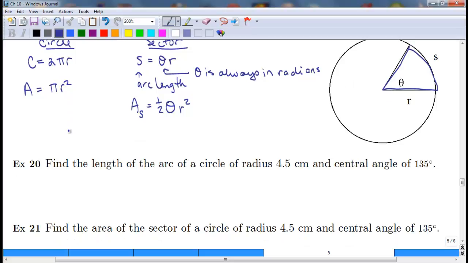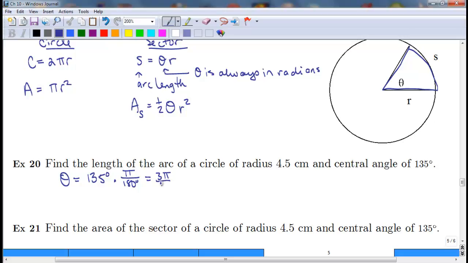So if we look at this first example, we want to find the length of the arc of a circle of radius 4.5 centimeters and central angle 135 degrees. So, like I said, we always need to make sure that theta is in radians. So if it's 135 degrees, then to change that to radians, we're going to multiply by pi over 180. And you should remember this from the first lesson in 10.3.